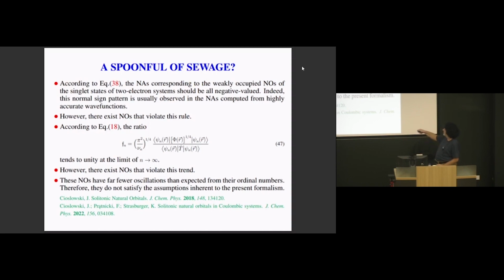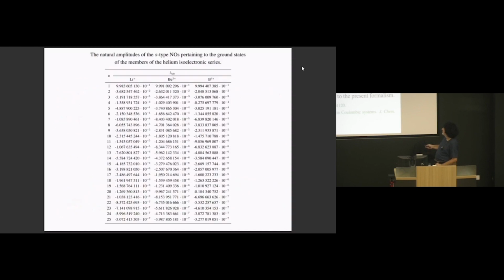We can look at this ratio that I mentioned before. You remember I had some things around t and I said that we can drop them. So it tends to unity in the limit of n going to infinity. And it turns out there are some NOs that have far fewer oscillations than expected from n. N comes from ordering according to non-ascending occupation numbers. So how do we see orbitals like this?